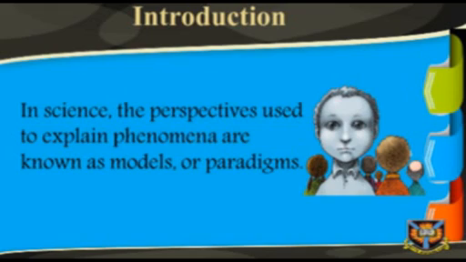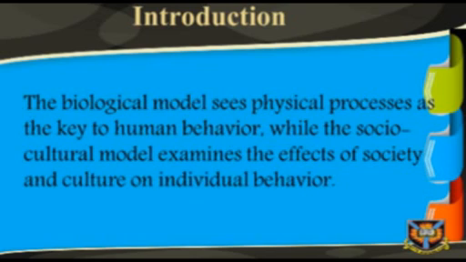In the contemporary world, several models are used to explain and treat abnormal functioning. The biological model sees physical processes as the key to human behavior, while the socio-cultural model examines the effects of the society and culture on individual behavior. In between are four models that focus on more psychological and personal aspects of human functioning.